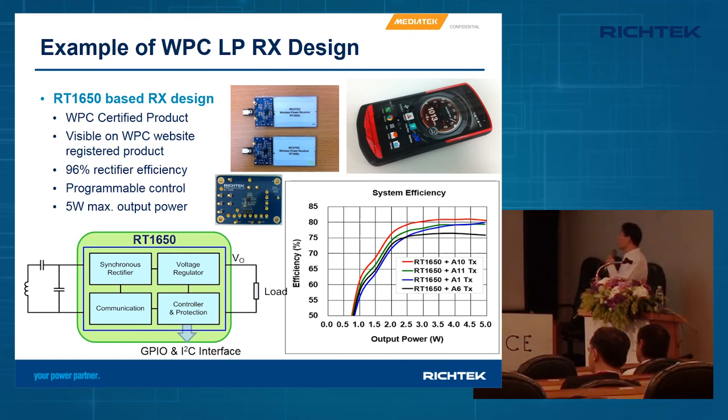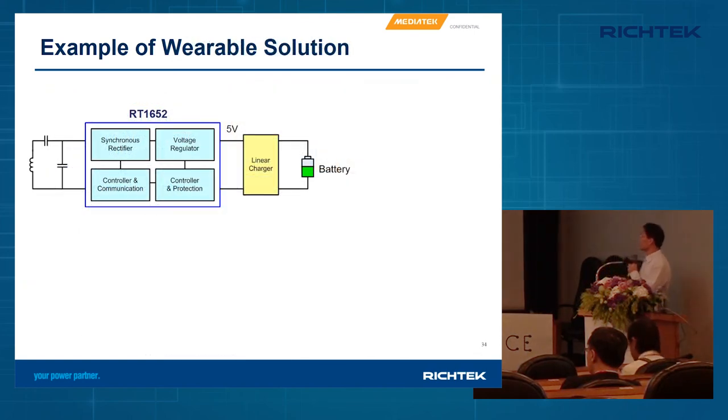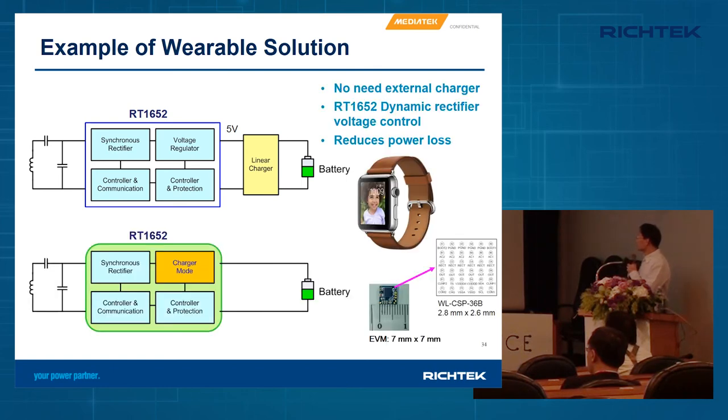Here's an example of a low power receiver design. This product already got certification, and the system efficiency, meaning from DC input to DC output, can reach 80%. Okay, here's another example for the wearable solution. In traditional applications, the wearable device has a linear charger here. The wireless power can operate in charging mode, so this linear charger can be removed for higher efficiency.